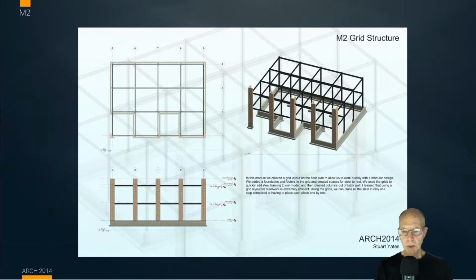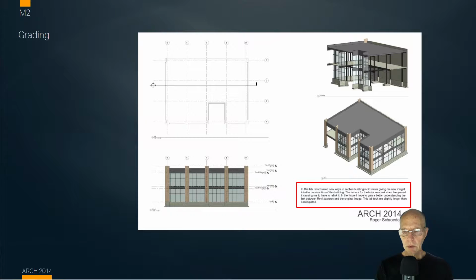I think it's really important. I want to continue to reinforce it. The idea of tell me what you did, what your experience was, whether you had problems with it. In this lab, I discovered a new way to section a building, they're saying. This lab took me slightly longer than I anticipated. In the future, I hope to gain a better understanding of the link between Revit textures and the original texture and the original image. The issues they might have had with making the textures for the brick and that.